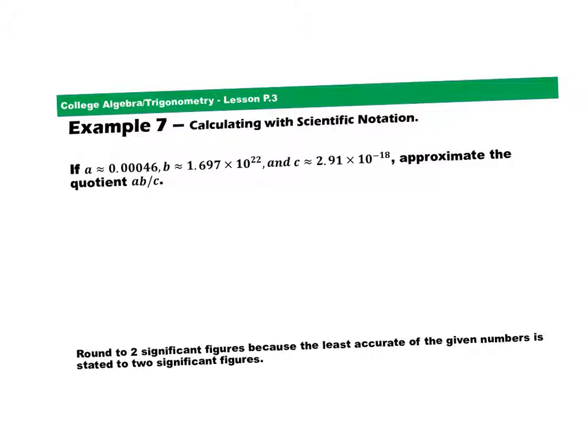All right. If A is this and B is that, approximate the quotient. What does the word quotient mean? It's a division problem. You're talking about, I understand what you mean. But yeah, quotient just means division. So they're telling me to do A times B divided by C. Agreed? Okay, so what is A?